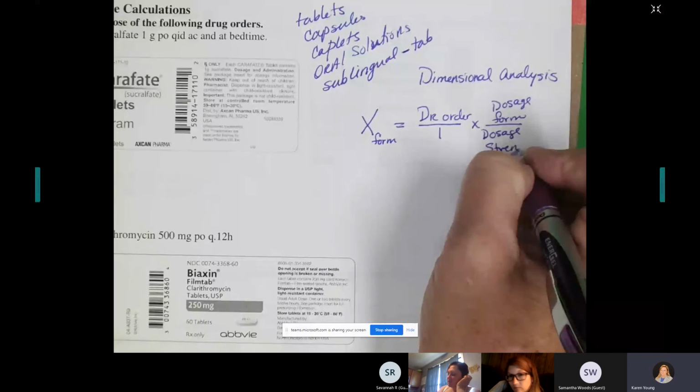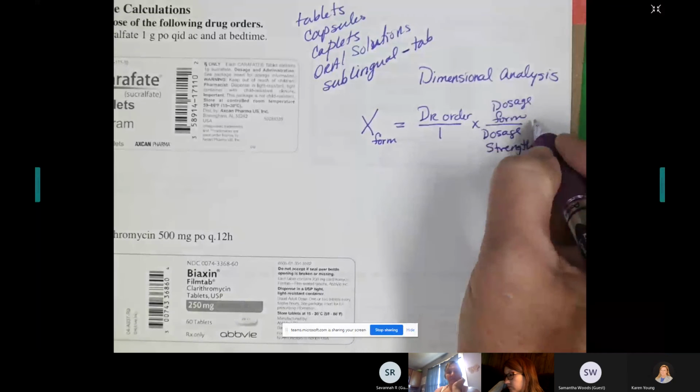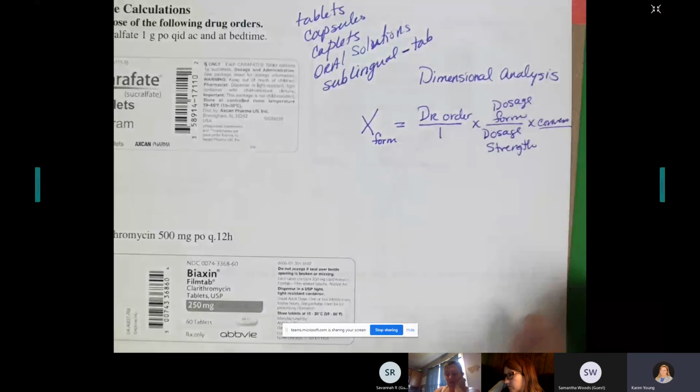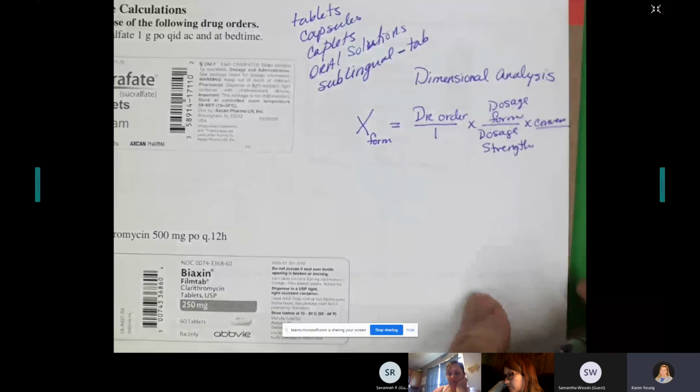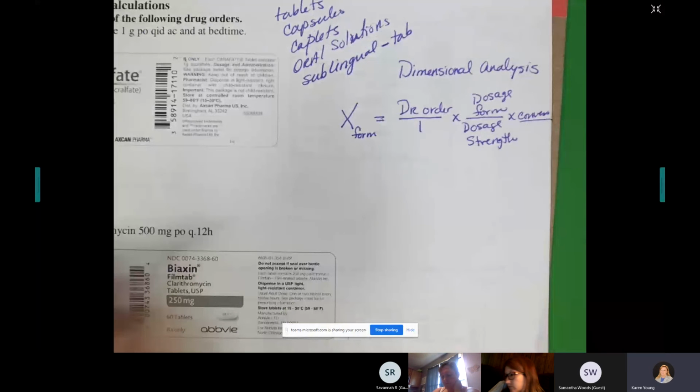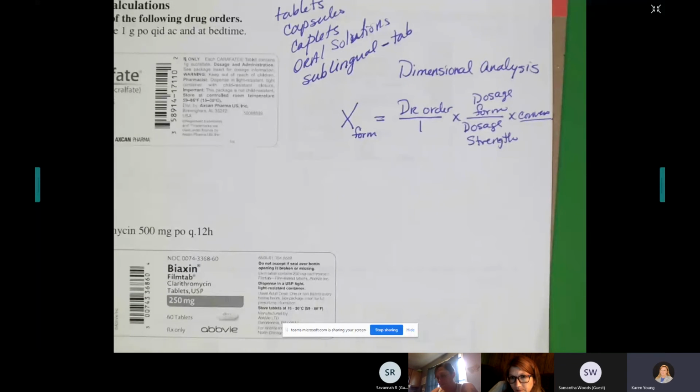And then if I have to do a conversion, sometimes we will, sometimes we won't. A lot of these that we're doing today, you can look at them and tell how many tablets or capsules or whatever you're going to give. But the more practice we do with dimensional analysis, it's going to be a lot easier. Okay. So the more we practice, the better it gets.